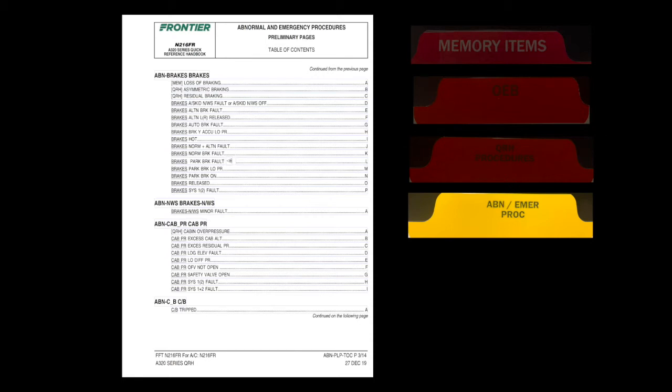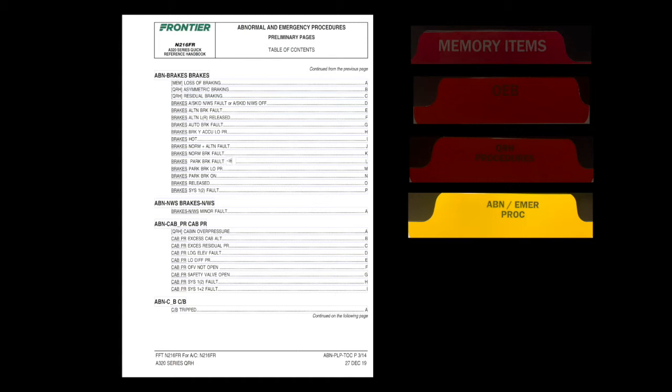For each subsection, procedures are listed in the following order. Memory items. The title of the memory item starts with the MEM prefix. QRH procedures of the QRH. The title of these procedures starts with the QRH prefix. ECAM procedures. These procedures correlate directly to procedures displayed on the ECAM.